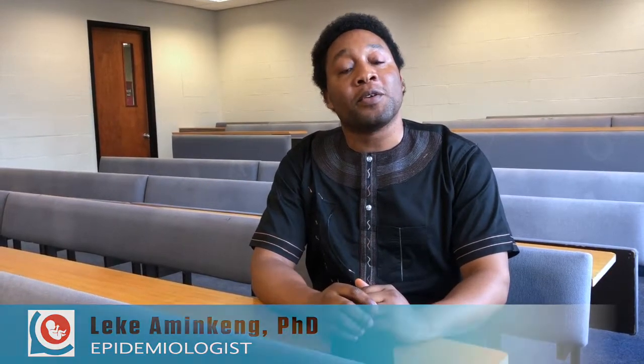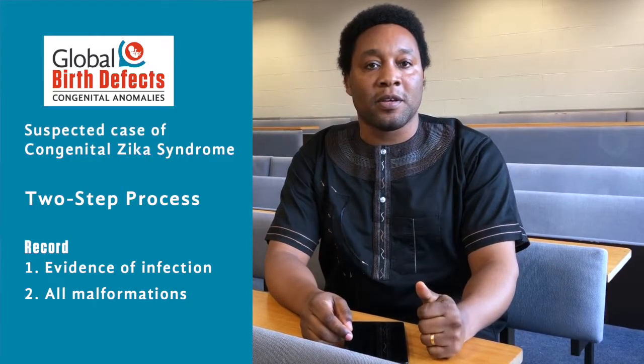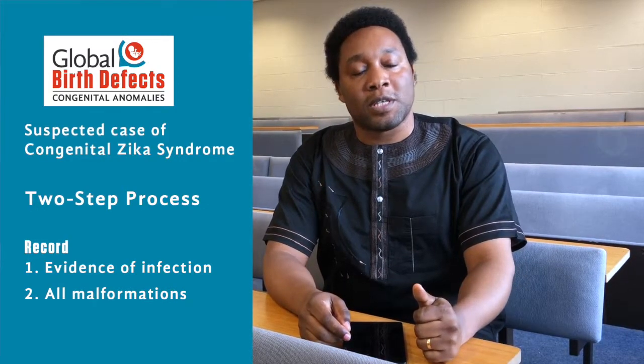Now, there are other routes that you can take to record data on congenital Zika syndrome that work just as well. For example, you can begin by recording data on microcephaly, then add congenital cataract, and then end with congenital Zika syndrome. Whatever route that you take, it is important that when recording data on a suspected case of congenital Zika syndrome, you do 2 things. First, record evidence of Zika infection, and then secondly, add all the congenital malformations that you observe in the baby.